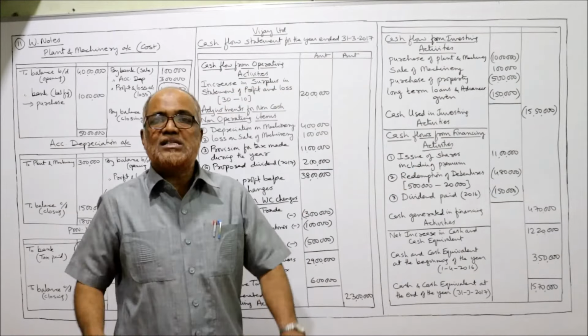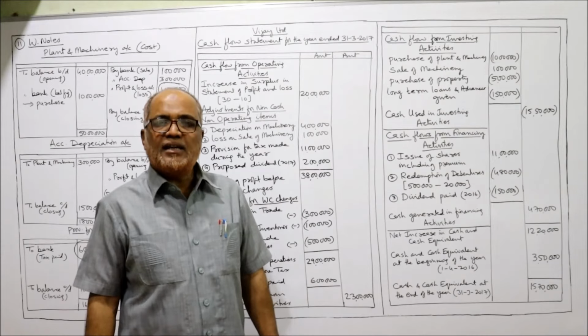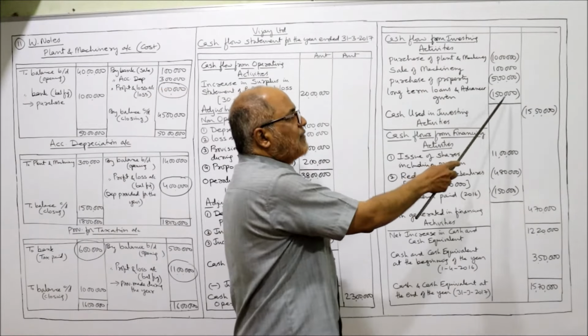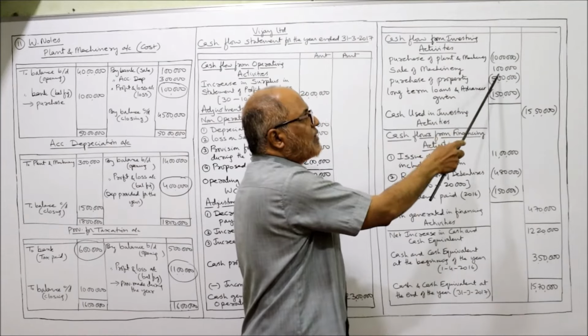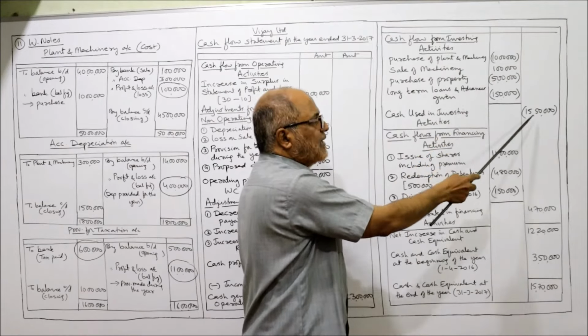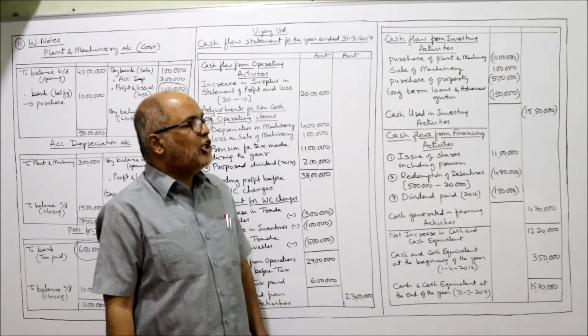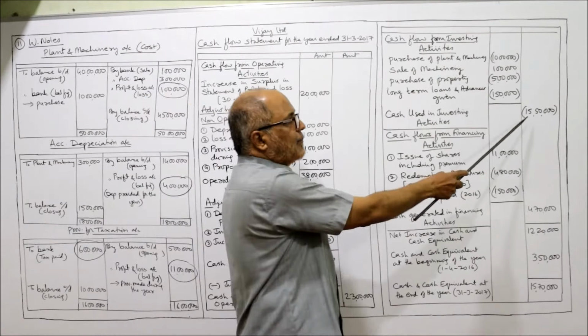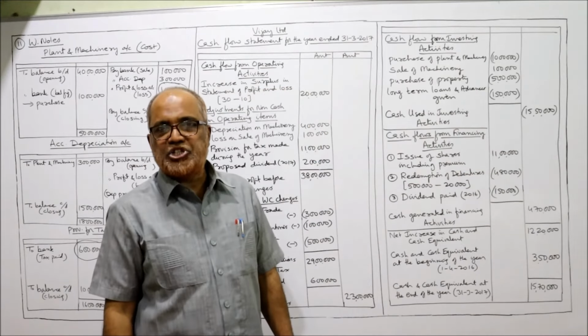Long-term loans and advances given. That is an investment. So 1,50,000 in bracket. Now take the total. Minus 10 lakh plus 1 lakh minus 5 lakh minus 1,50,000. So 15,50,000 is the cash used, because you are getting negative. You are getting minus. So cash used in investing activity.